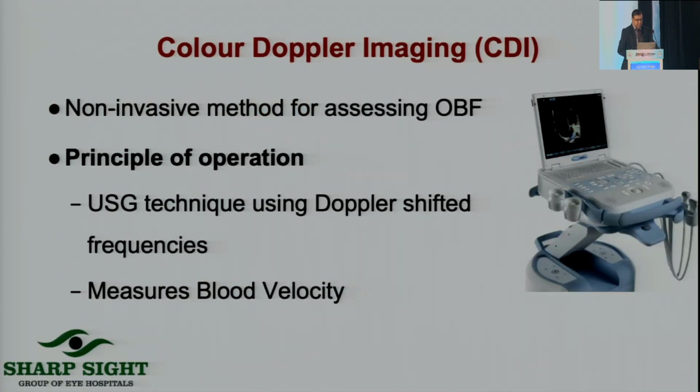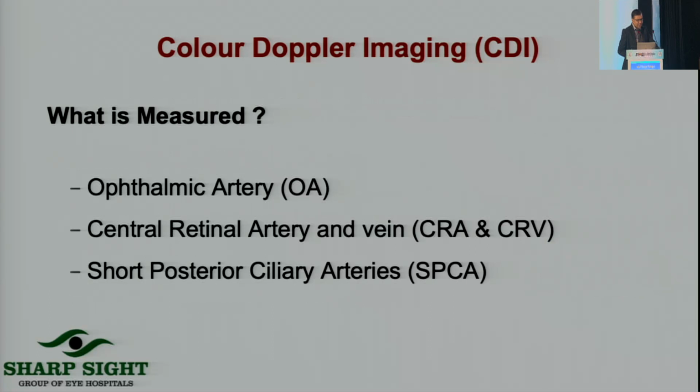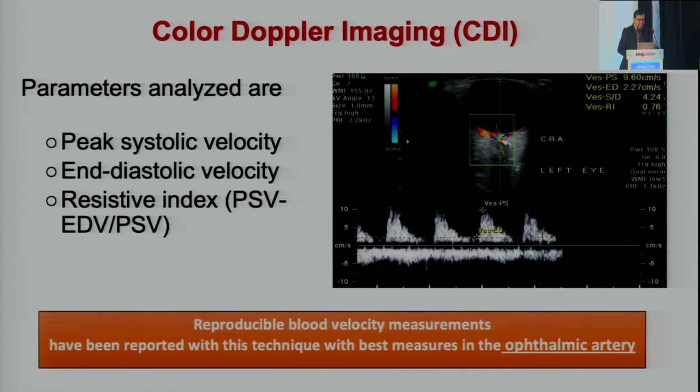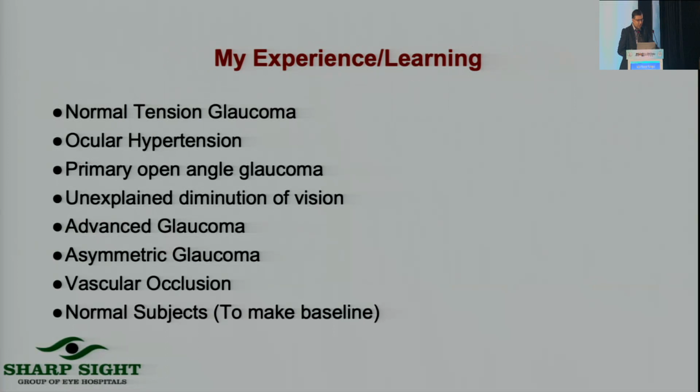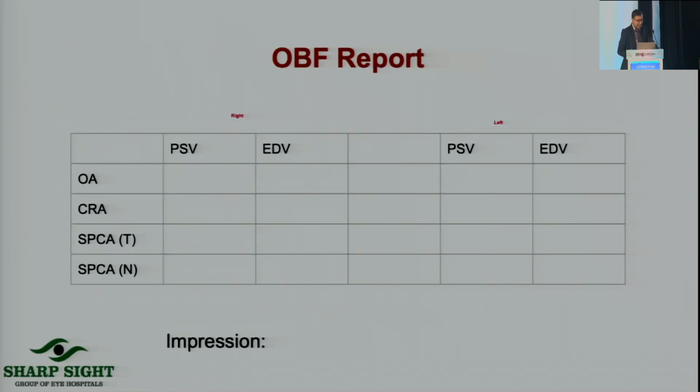So first talking about the color Doppler imaging, we all know it's a non-invasive method. We measure the ophthalmic artery, central retinal artery, and the short posterior ciliary arteries. We measure some parameters like peak systolic velocity, end diastolic velocity, and resistive index. So that is how the radiologist is doing the color Doppler imaging. Basically, it's my learning which I have been doing for the last 8 years. I have done it for almost all types of patients, trying to get some normative data, trying to get some baseline. So this is the report that we give to the patient.